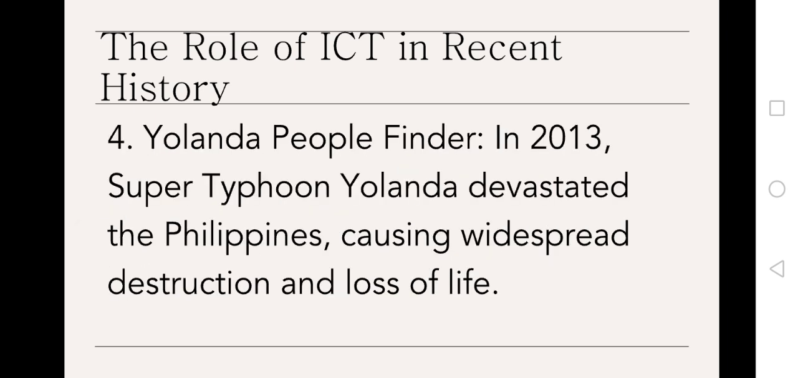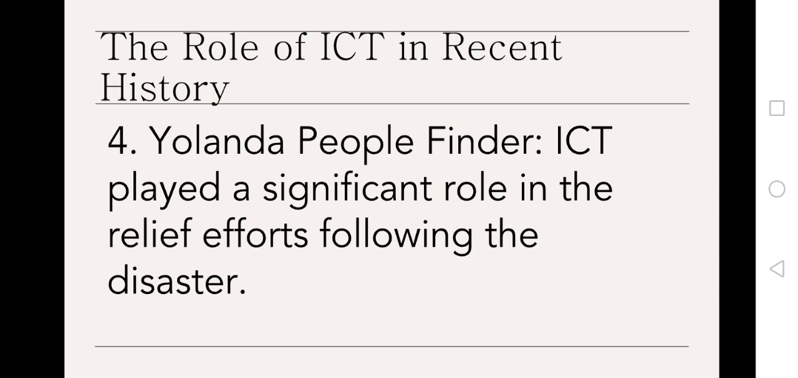And the last event is the Yolanda People Finder. If you are aware of Super Typhoon Yolanda that happened in 2013, it is considered one of the most powerful typhoons to hit our country. And aside from that, it left a high amount of damage, like a high number of deaths, damaged infrastructure, and so on and so forth. So because of that, there were cases where people were separated from their loved ones due to Yolanda. And because of that, they used ICT to help reunite these individuals.